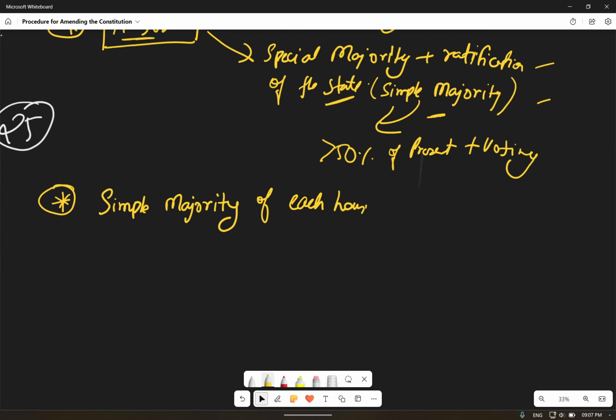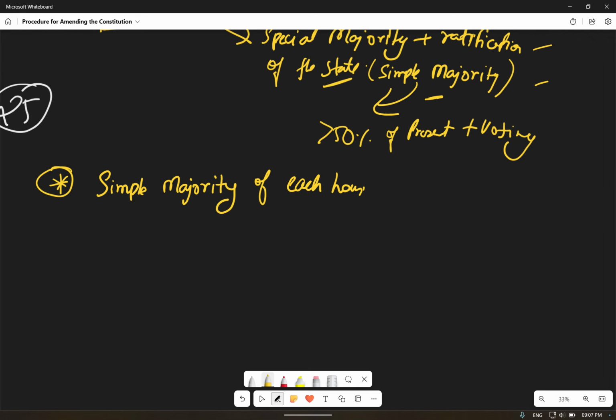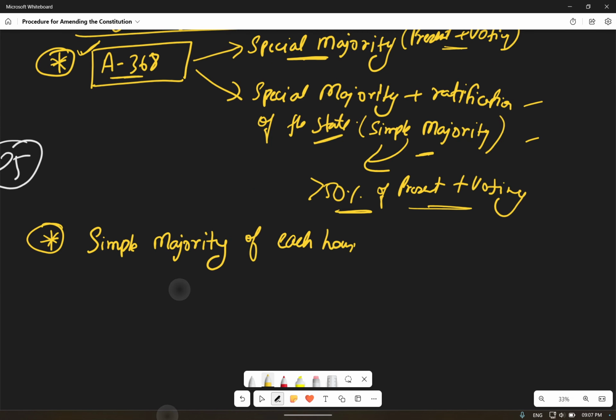That is a majority of the members of each house present and voting. I have just told you what a simple majority is: greater than 50% of present and voting. So whatever amendments we are going to do here, the difference is that they are not done as per Article 368.